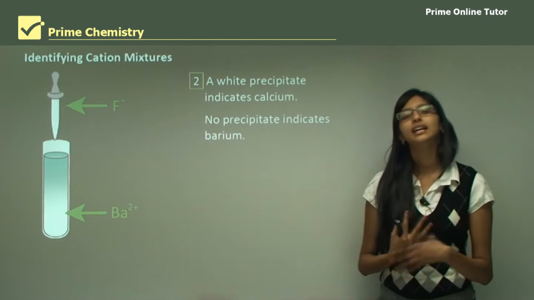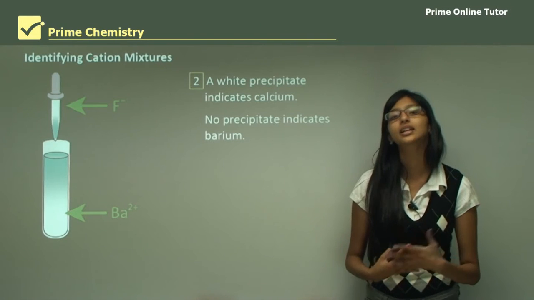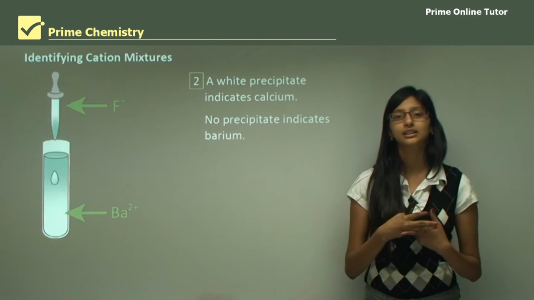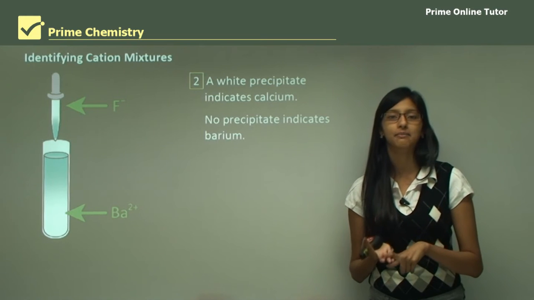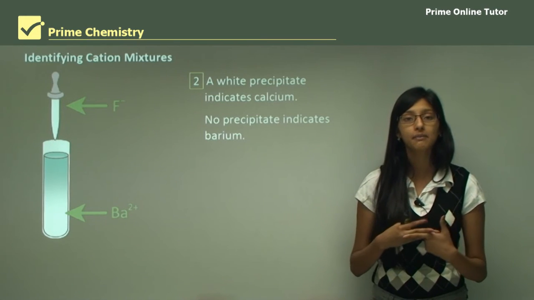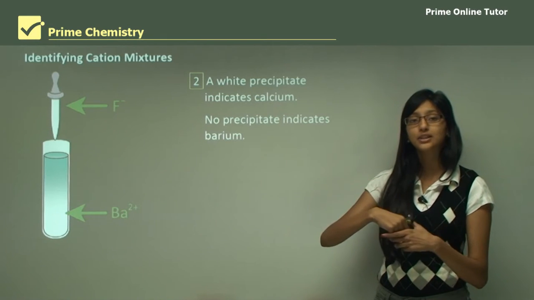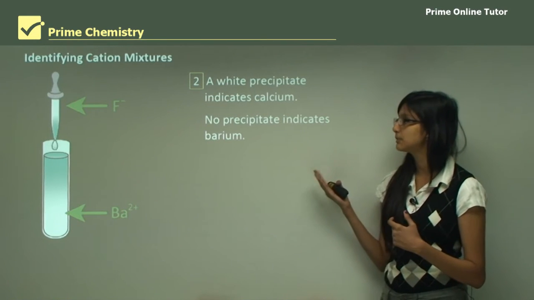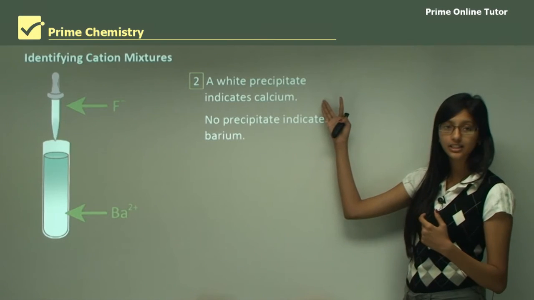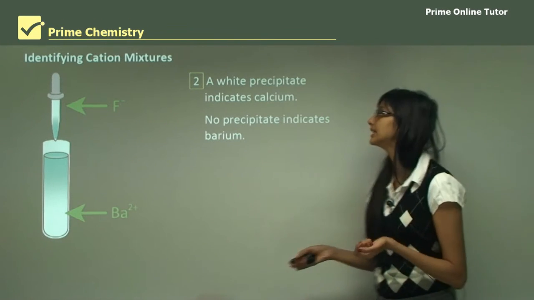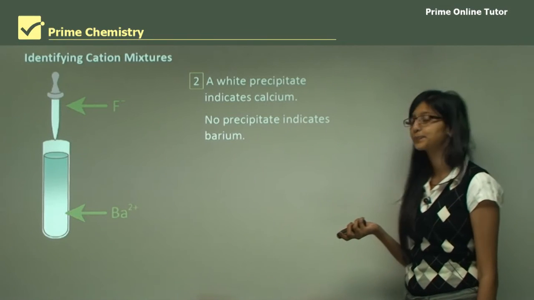So when you add sulfuric acid to your solution and a white precipitate forms, it indicates that calcium ions or barium ions are present. And to confirm or distinguish which of the ions are present, if you add fluoride to it, if a white precipitate forms, it indicates it's calcium, and if no precipitate forms with fluoride, then it indicates that it's barium.